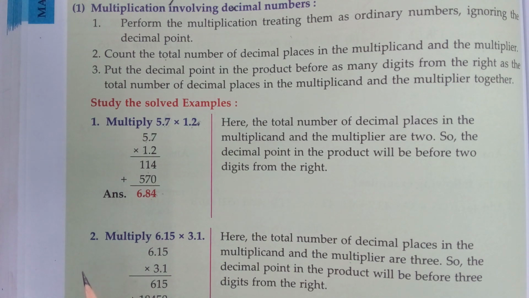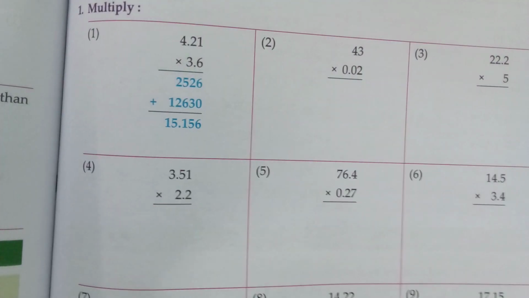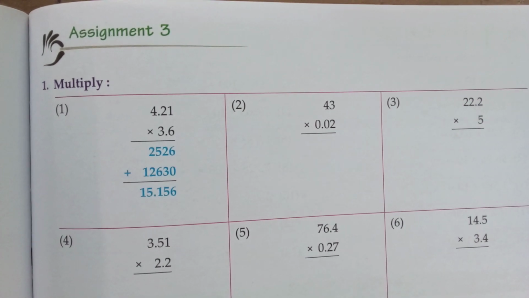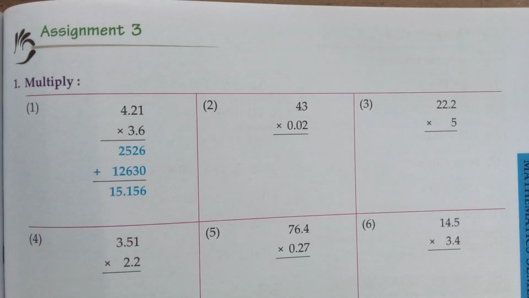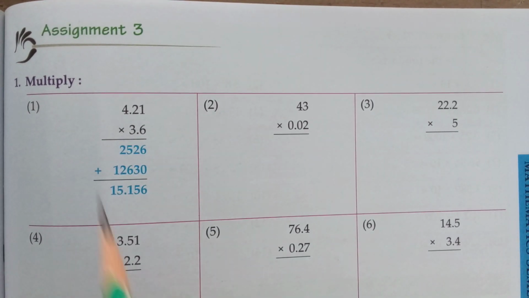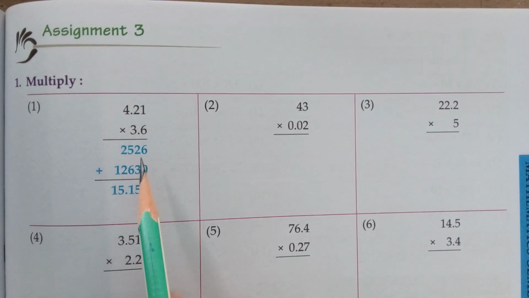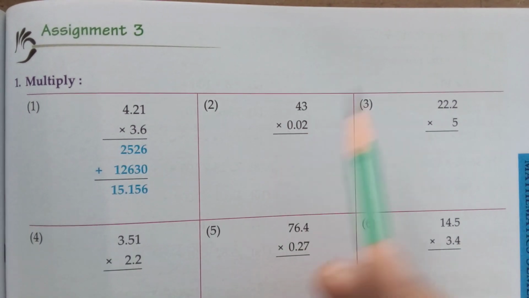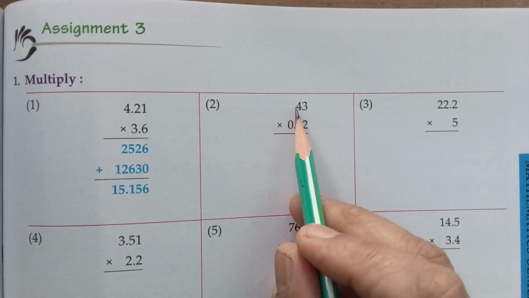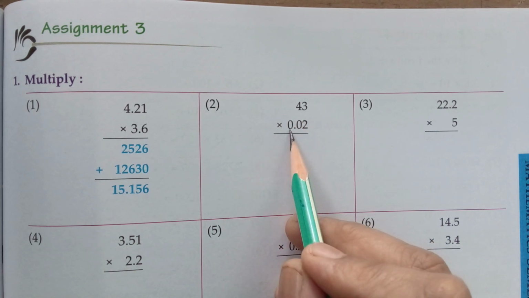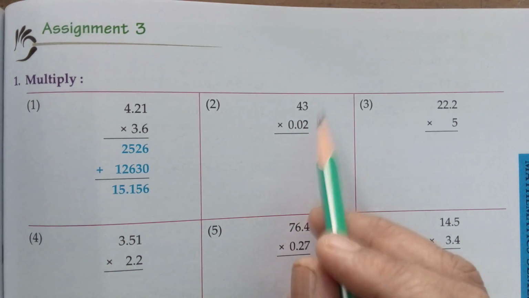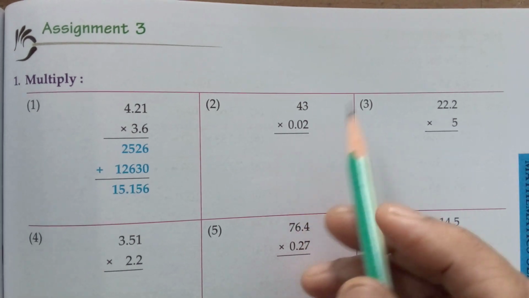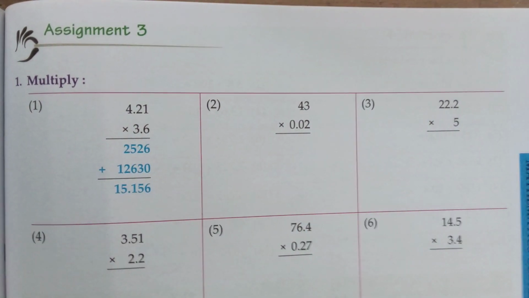Okay, children. Come, we will do the sum, then you can understand. Go to assignment 3. Okay, next page you take. Come, assignment 3. Okay, we will do the second sum. See here, 43 into 0.02. Okay, 43 into 0.02. Come, we will do this.